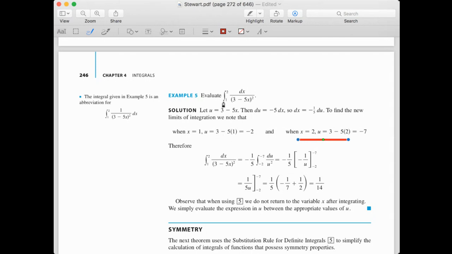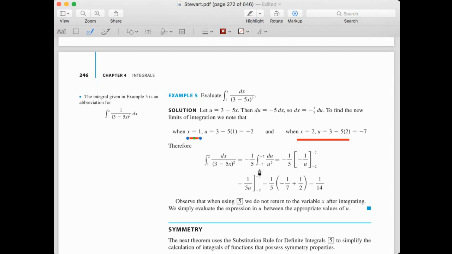If x equals 1, so u equals 3 minus 5 times 1, we get negative 2. So we change the lower limit in terms of u to be negative 2. The upper limit is x equals 2. If x equals 2, we substitute into u, we get u equals 3 minus 5 times 2. That's negative 7. So the upper limit becomes negative 7.